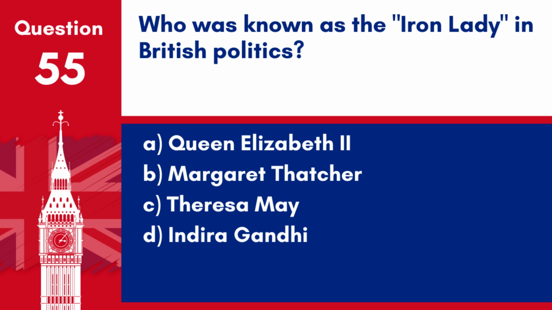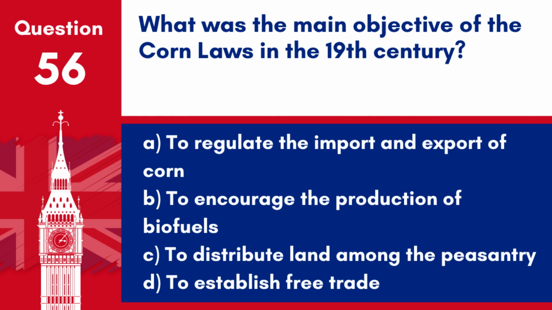Answer B. Margaret Thatcher. Margaret Thatcher, the Prime Minister of the United Kingdom from 1979 to 1990, was known as the Iron Lady for her strong and uncompromising leadership style. Question 56. What was the main objective of the Corn Laws in the 19th century?